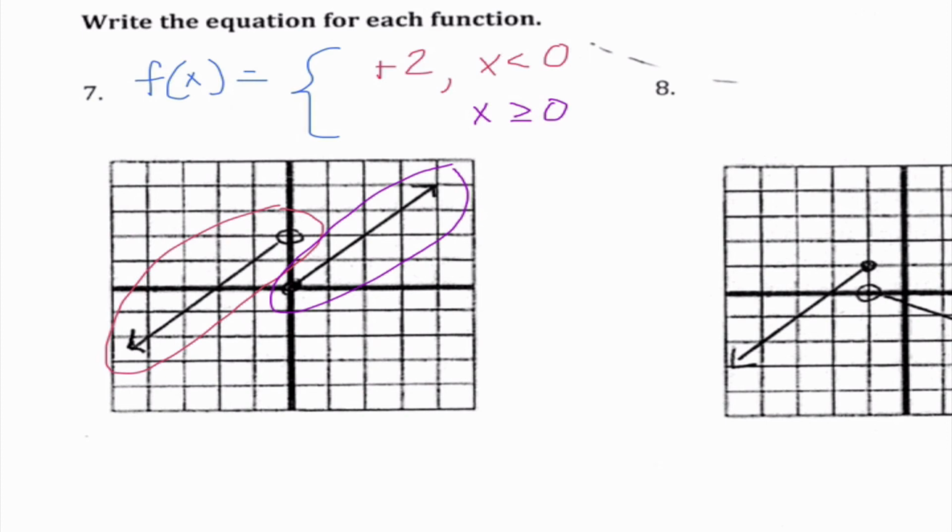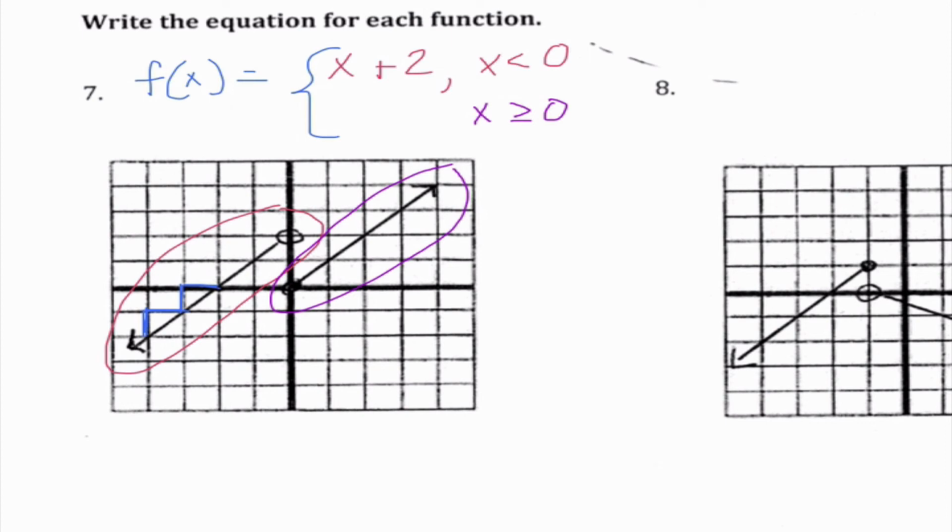So I really need to examine this slope. What's happening from left to right? And if I'm looking at it, it looks like it's going up 1 and to the right 1. Up 1 to the right 1. So that would be a slope of 1. So I'm going to write x plus 2 because it's like 1x.